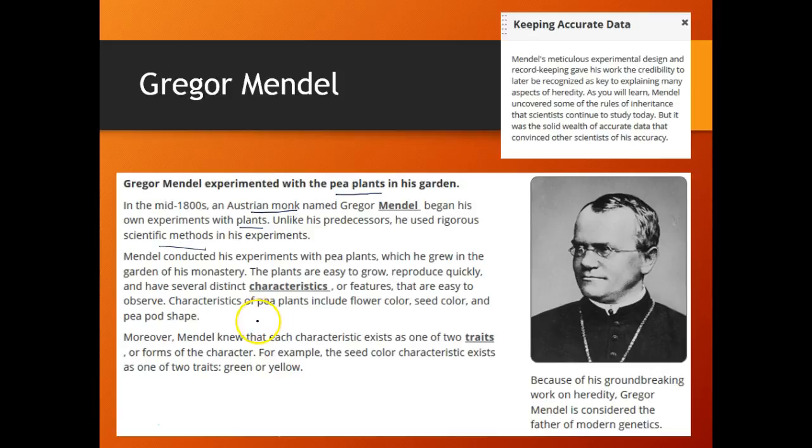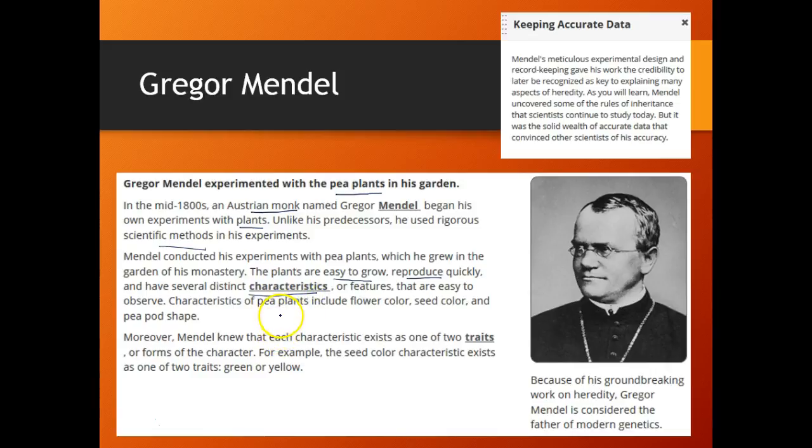So Mendel conducted his experiments with pea plants, which he grew in the garden of his monastery. The plants were really ideal because they were easy to grow, they reproduced really quickly, and they had some unique characteristics that were easy to observe.